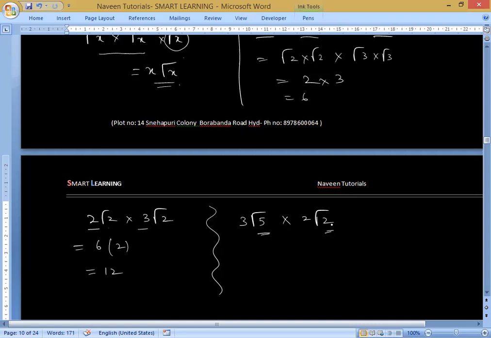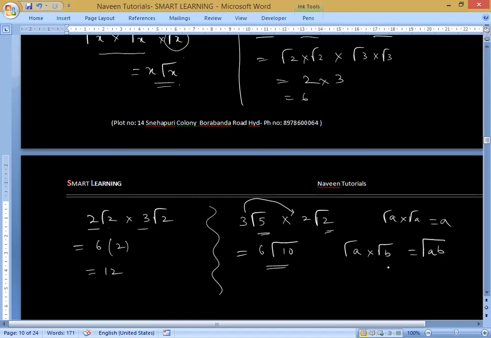I cannot multiply using this concept. Root a into root a means I cannot write this as a, right? So if you are getting this type of question, just multiply: 3 2s are 6, and the values inside the root are different, then you have to multiply 5 2s are 10. You have to multiply the inside values because we have a formula: root a into root b means root of ab. Root a into root b is root of ab.